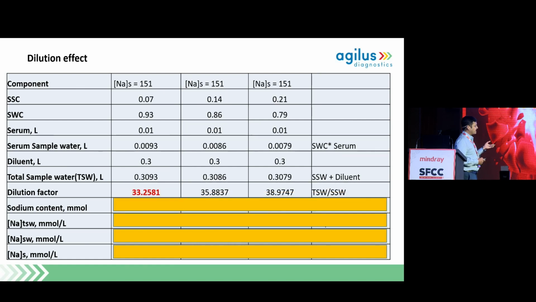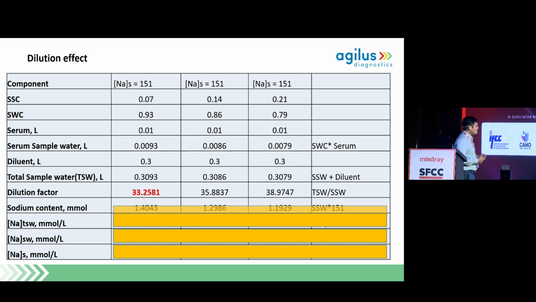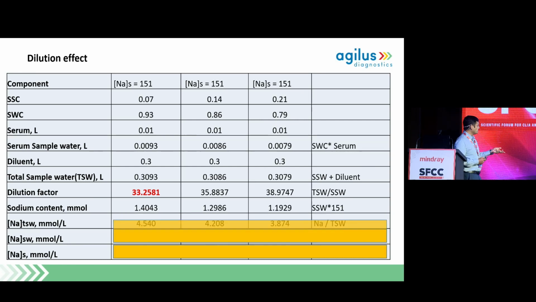So what will be the dilution factor? In the first case, the dilution factor is 33.2. In the second case, it was 35.8. In the third case, it is 38.9. So now the electrode would measure the electrolyte. So it comes like this, because based on serum water content, what you get as the sodium values. So you multiply by 151.